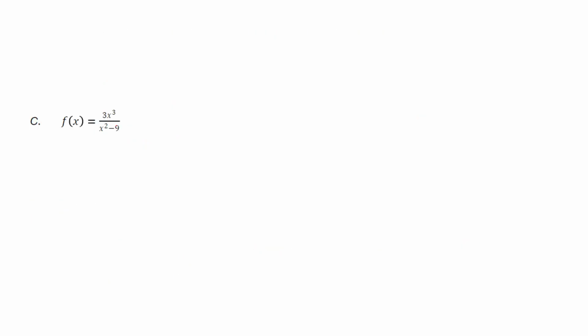And C. Our n, the degree of the polynomial in the numerator, is 3, and m, the degree of the polynomial in the denominator, is 2. So n is greater than m because 3 is greater than 2. That means we do not have a horizontal asymptote for this function.